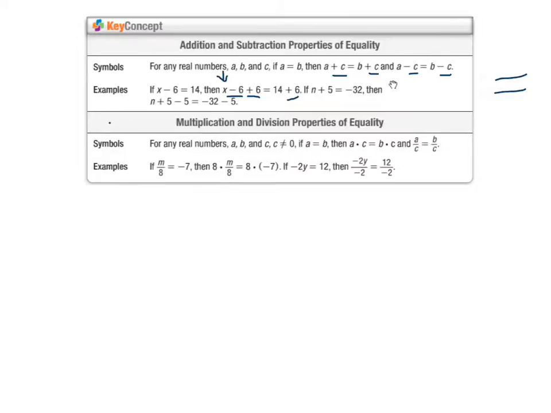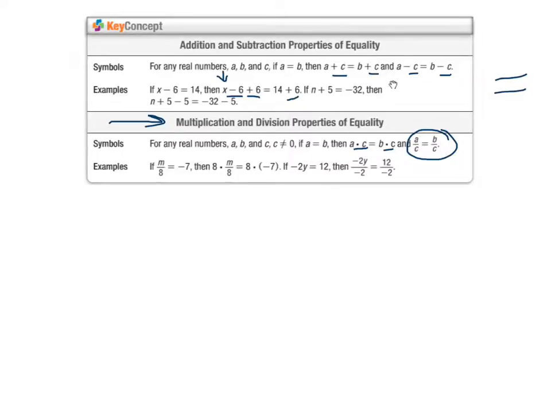Well, the same things exist for multiplication and division. So you can see in the example here, using a, b, and c, where c is not allowed to be 0, if a equals b, then a times c is equal to b times c. So multiplying by the same number on both sides of an equation maintains that equality. And likewise, dividing by the same number on both sides of the equation maintains that equality also.